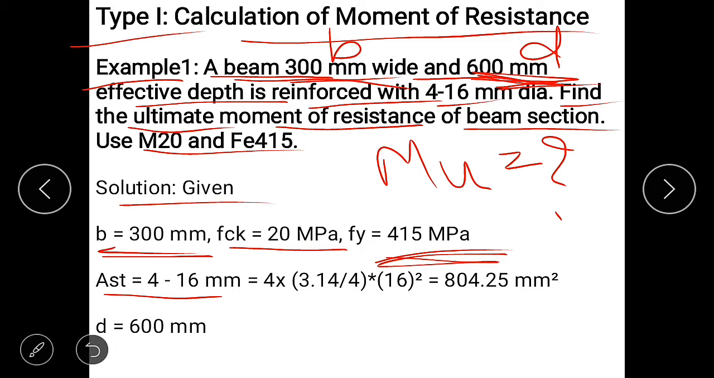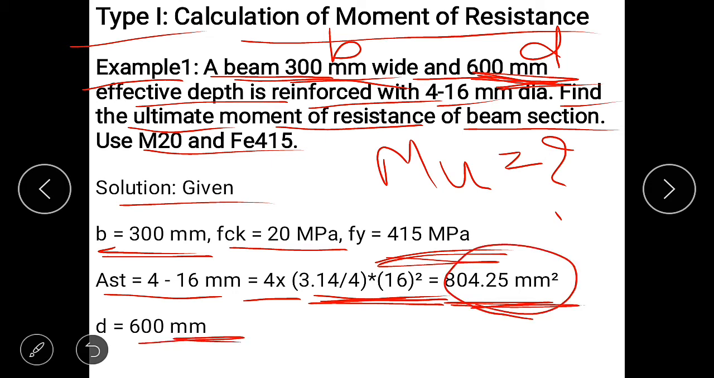So how to calculate AST? AST is 4 bars, pi by 4 into d square. Pi is 3.14, divided by 4, into 16 square. So AST is 804.25 mm square. Okay, so area is also calculated. Now depth, small d, is given here as 600 mm.